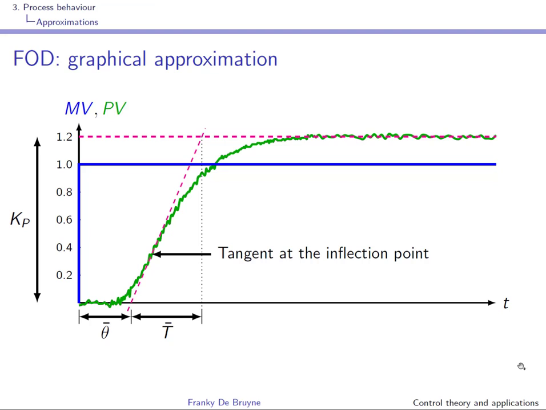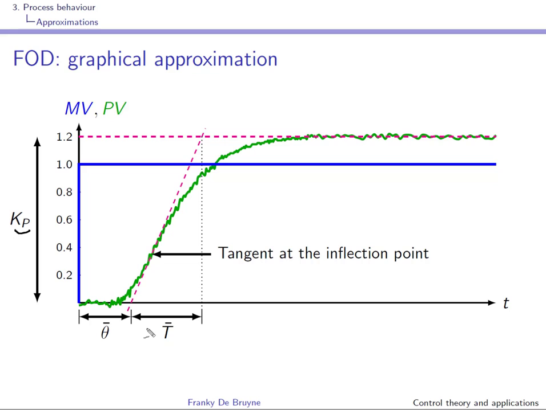The gain Kp can be simply read by considering the steady state behavior. So you take the delta PV and you divide by the delta MV. Here we have a unit step response, so the delta MV is 1, and you can simply read the static gain from the steady state value of PV, right? So we are of course interested in the equivalent delay and the equivalent time constant.